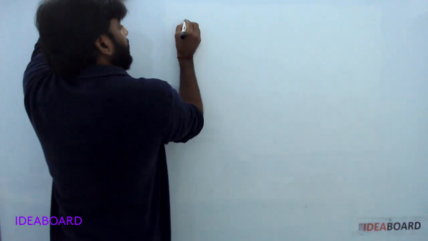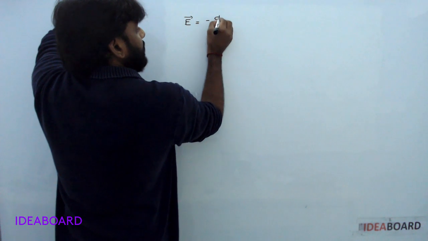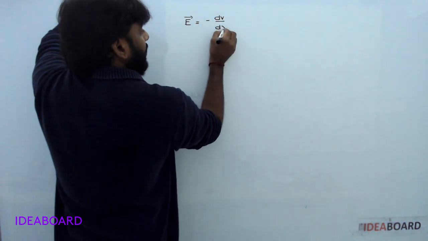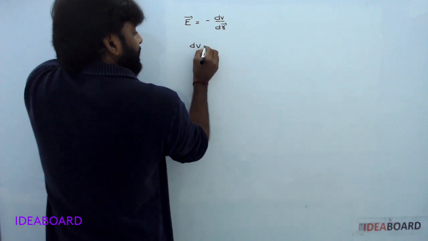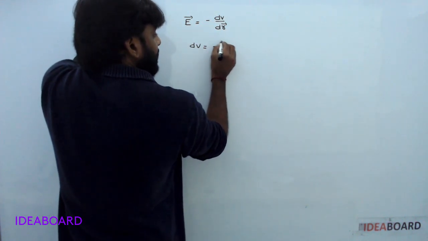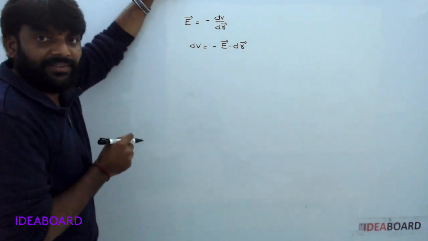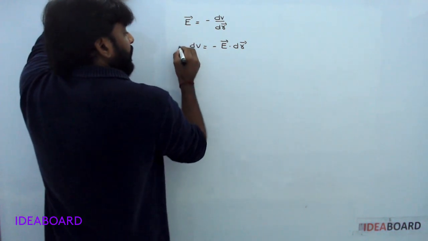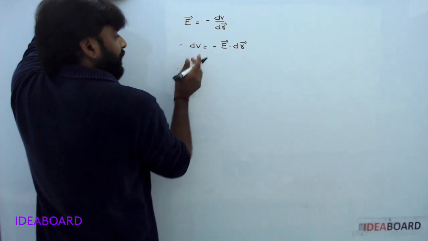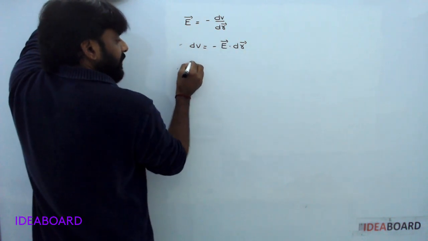Now E is equal to minus dV by dr bar. From this, dV is equal to minus E bar dot dr bar. So to find the potential difference between two points, integrate on both sides.